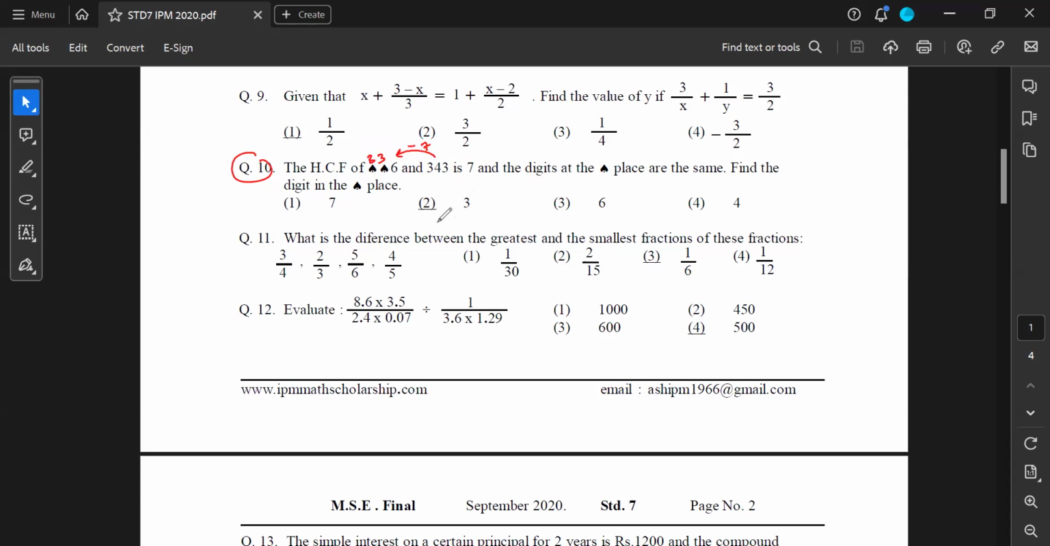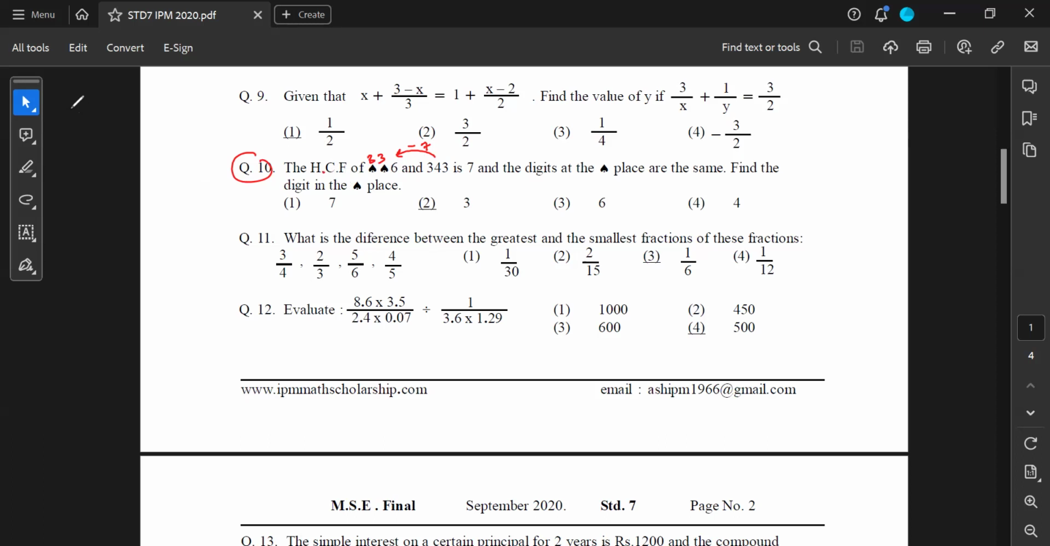Now let's confirm whether it is absolutely my correct answer. How can I confirm? Right now I know that 7 is a factor of 336 and 343. Now I just have to confirm whether it is the highest factor or not. Highest common factor, I just have to confirm that.